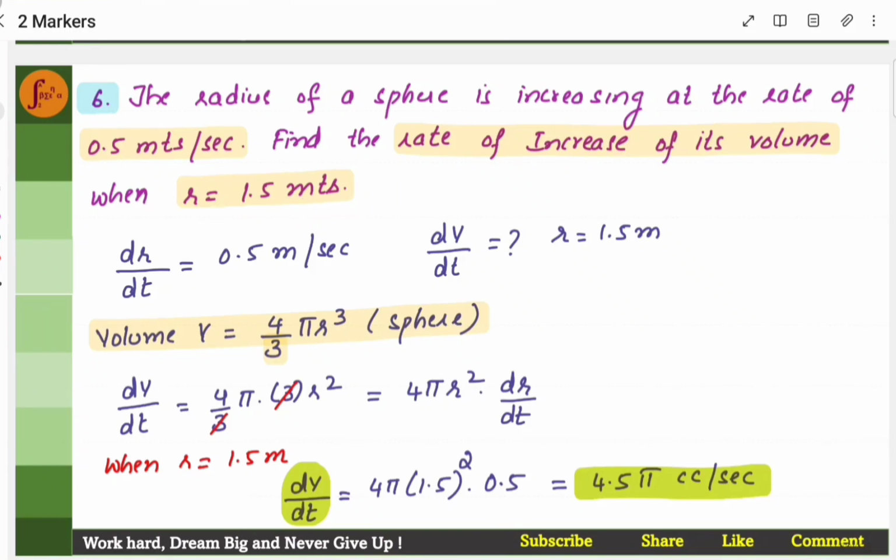Now, first you need to find the volume of the sphere. What is the formula for the volume of a sphere? It's 4/3 pi r cubed. This is the volume. You have to remember this formula. Volume of a sphere is 4/3 pi r cubed.